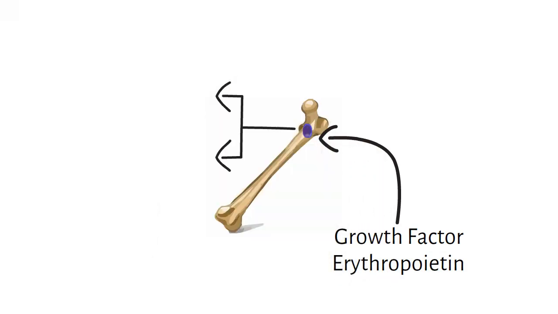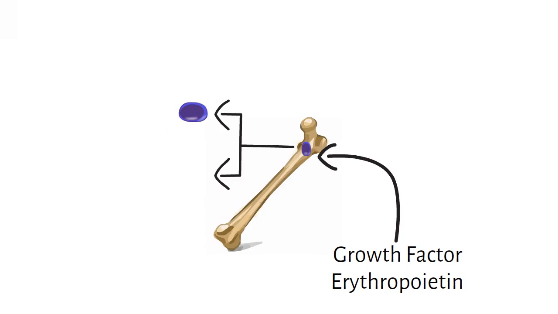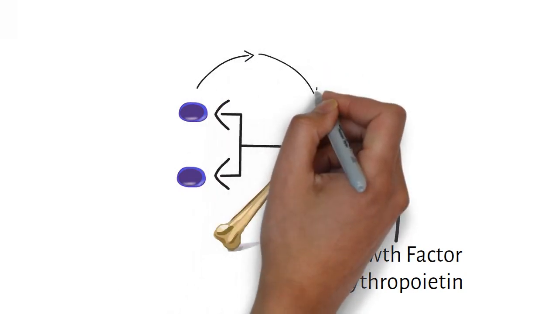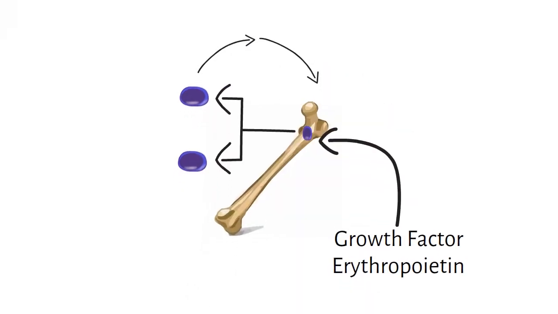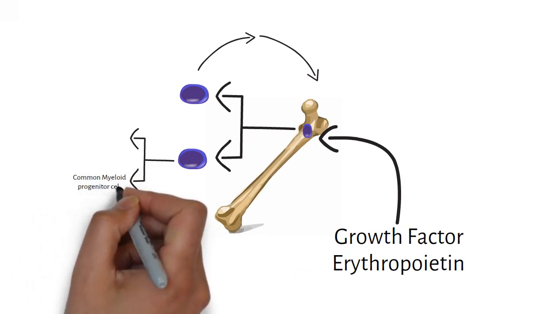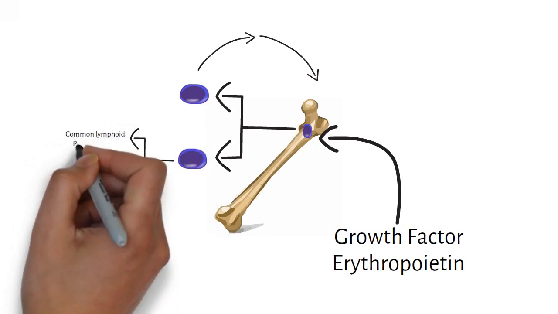Hematopoietic stem cell divides and forms two multipotent stem cells, one of which goes back to the hematopoietic stem cell pool and the other further divides and forms common myeloid progenitor cells and common lymphoid progenitor cells.